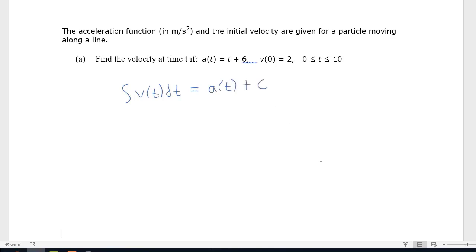Technically, there's a constant of integration there. So for this particular example, we're integrating the acceleration equation that we were given, t plus 6. If I integrate t, I get 1/2 t squared, and if I integrate any constant, I get the constant times t. And again, I have a constant of integration. So keep in mind, this is my velocity equation here, right?